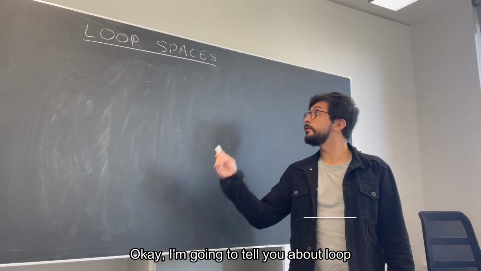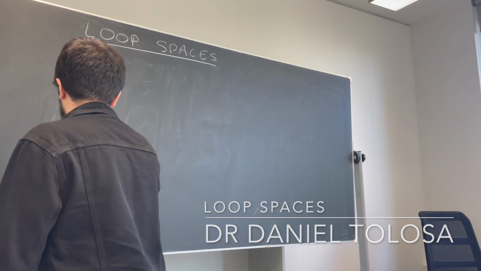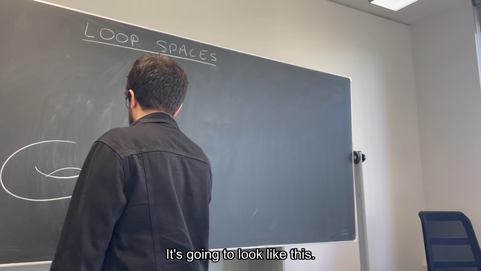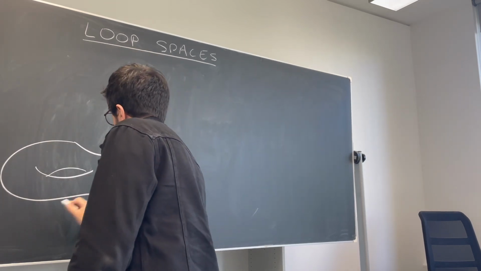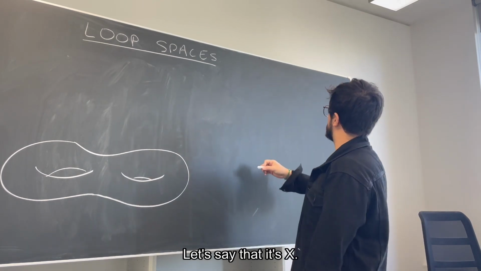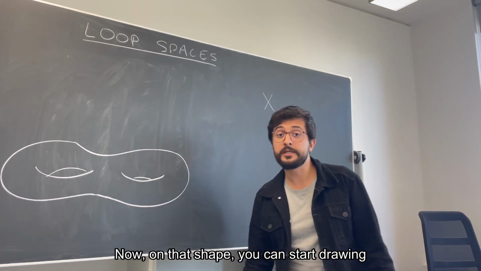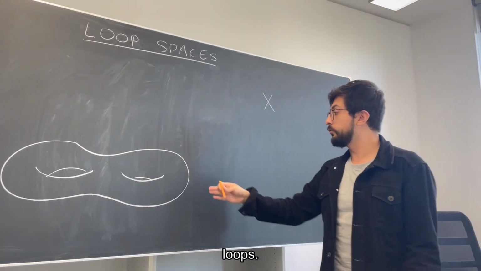Okay, I'm going to tell you about loop spaces. So say you're given some shape. Maybe it looks like this. Let's give it a name. Let's say that it's X. Now on that shape, you can start drawing loops.